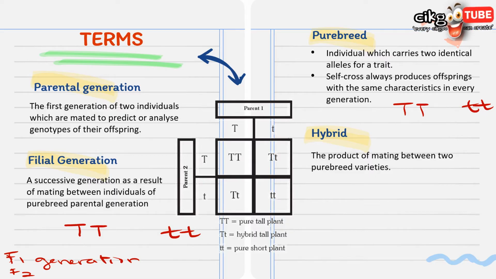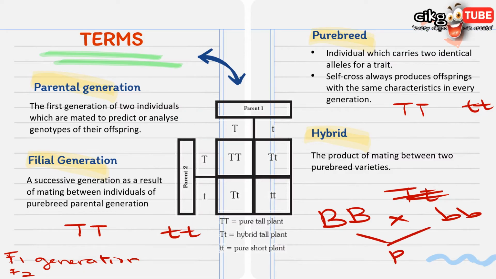Hybrid, on the other hand, is the product of mating between two purebred varieties. So the hybrid produced is usually heterozygous. So it has two alleles, one from each parent. One is dominant and the other is recessive. For example, two different homozygous purebred individuals for fur color. Let's say we have fur color black. So purebred will be BB and bb. So if we cross them, it would produce a hybrid, which is heterozygous.